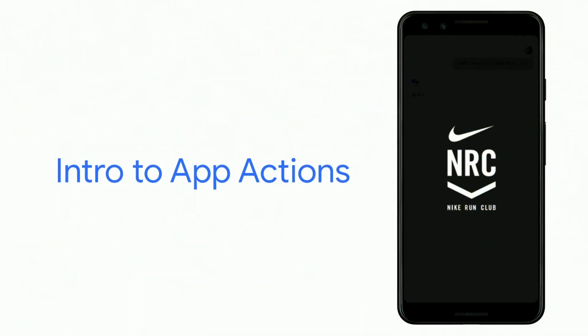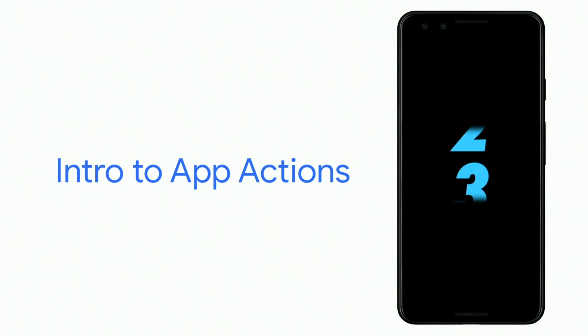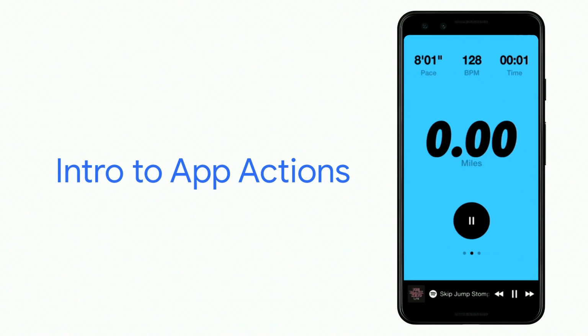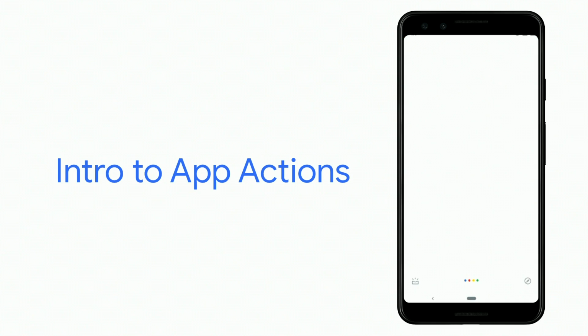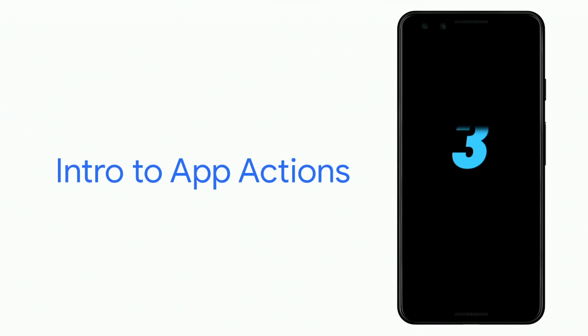So App Actions is a simple way to connect the seamlessness of the Assistant to your Android app. Users can ask the Assistant to do something, and Assistant fast forwards into your app into the right place. So for example, instead of tapping through your phone when you just want to get out the door and start a run, you can just ask the Assistant, hey Google, start my run with Nike, and Assistant will automatically open Nike's app and start the run because Nike implemented App Actions.